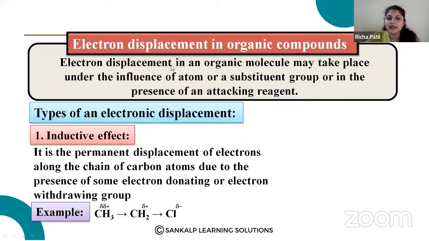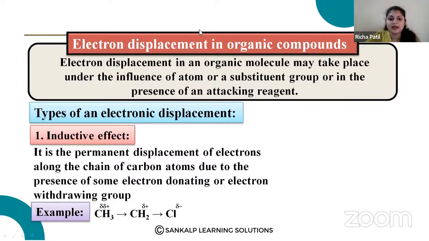So electron displacement in an organic molecule may take place under the influence of an atom or a substituent group, or in the presence of an attacking reagent. Here, in the presence of some attacking reagent, the electrons will tend to pull towards one side or one part of a molecule. So we'll see the types of electronic displacement. The first is inductive effect.